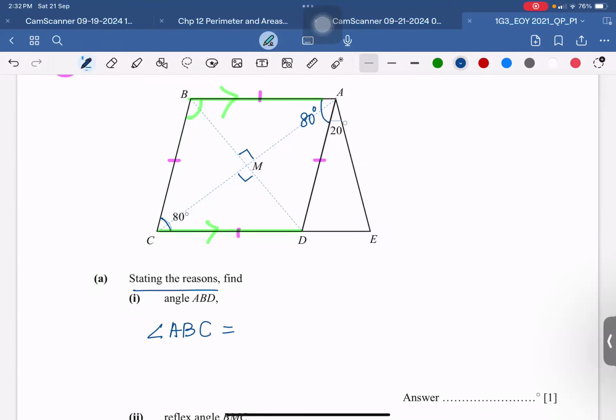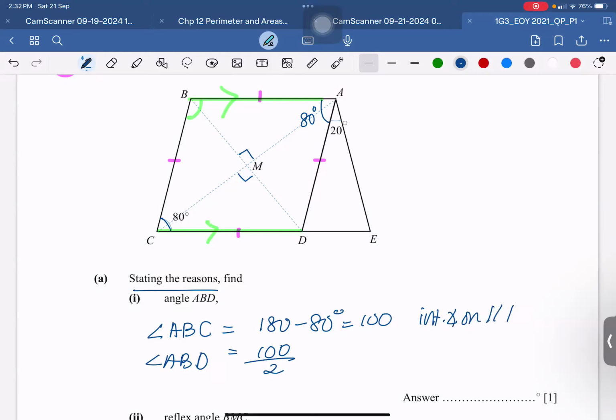So that's why this angle will be divided by 2. So let me find ABC first. 180 minus 80 to give me 100. Then I take 100 divided by 2. Then I get the answer 50 degree.